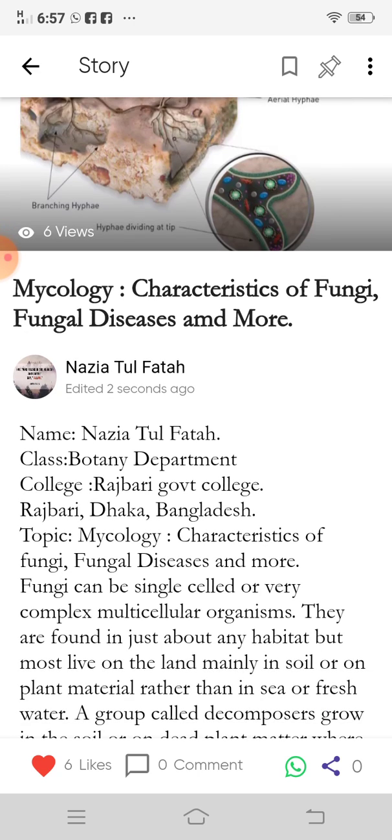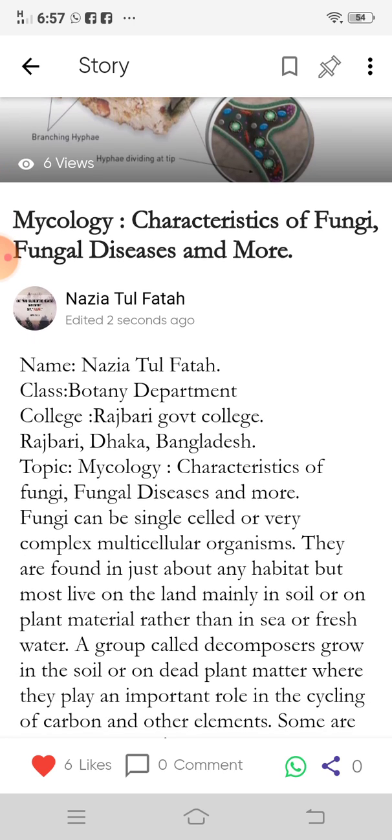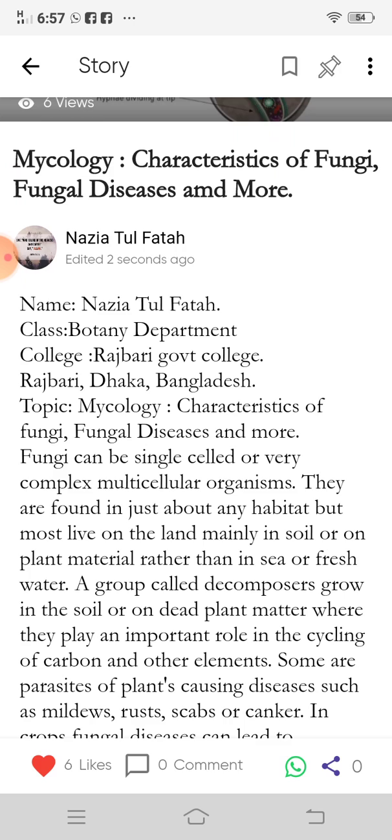Today we will discuss the topic of mycology, characteristics of fungi, fungal diseases and more. Fungi can be single-celled or very complex multicellular organisms. They are found in just about any habitat, but most live on the land, mainly in soil or on plant material rather than in sea or fresh water.